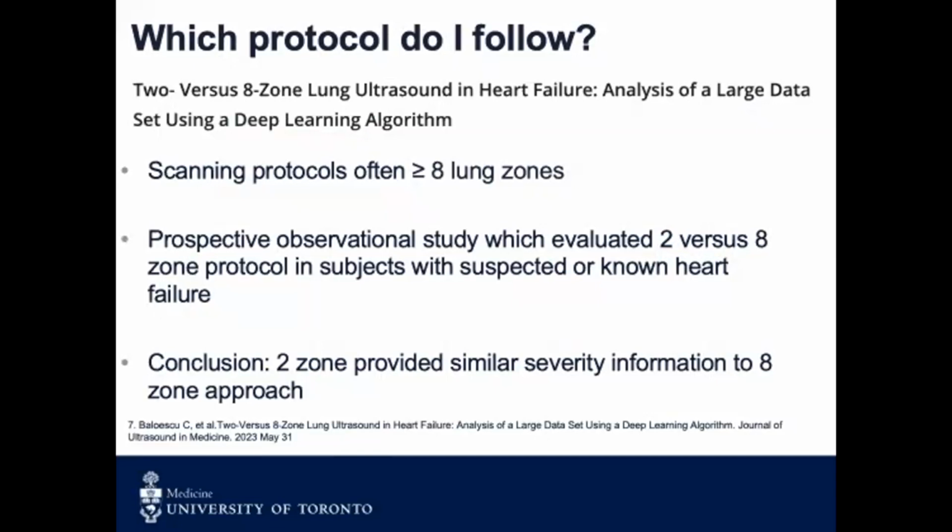What they showed is excellent agreement between average B-line severity, whether you use 2 or 8, and there was no statistical difference. Now, the one thing to consider in the study is they were looking at mainly edema, and so that's more of a diffuse process. So this brings up the question of, do you need to be scanning every patient in 12 zones, or for some conditions, can we look at 2?